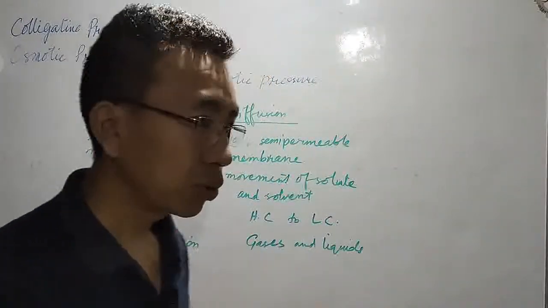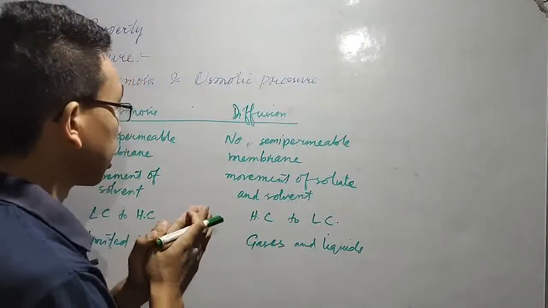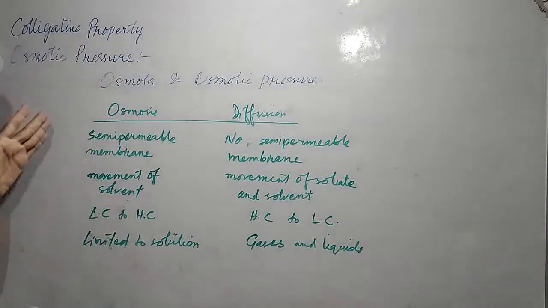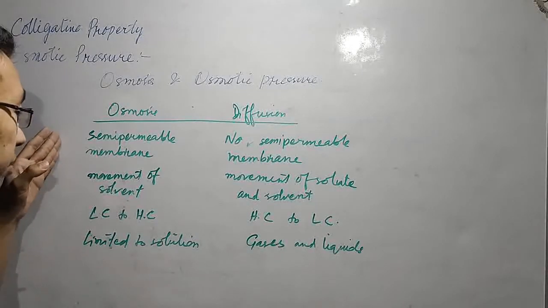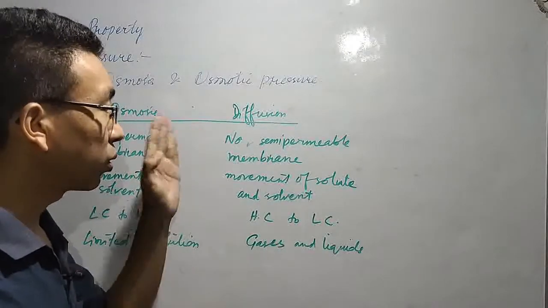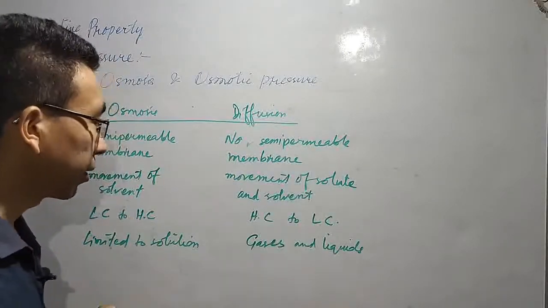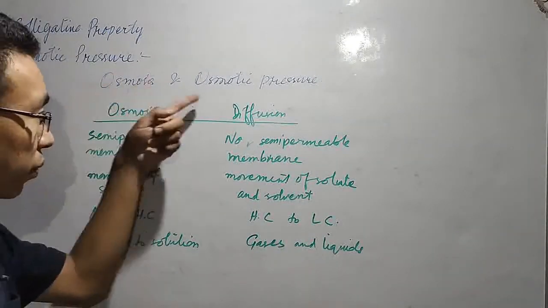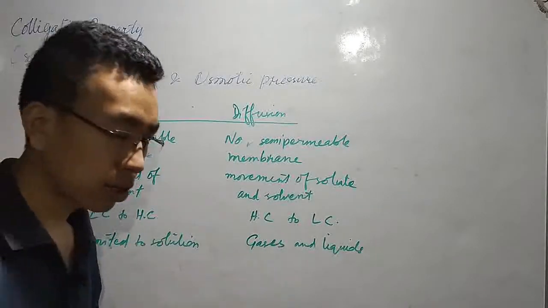Let us try to differentiate between osmosis and diffusion. In case of osmosis, we need a semi-permeable membrane, whereas in diffusion they don't have a semi-permeable membrane. In osmosis it is only the movement of solvent, whereas in diffusion it is both the movement of solute as well as solvent.